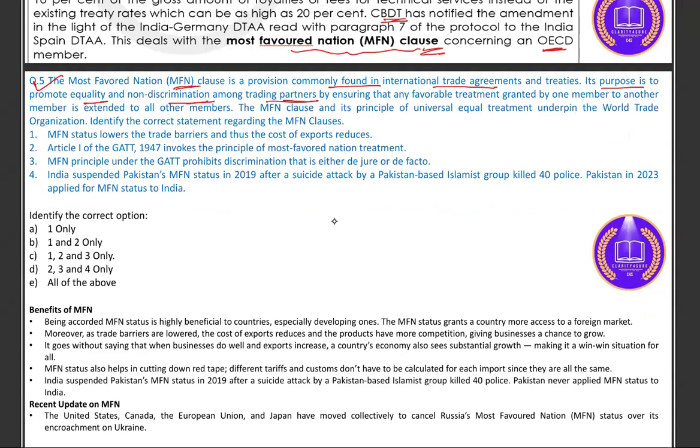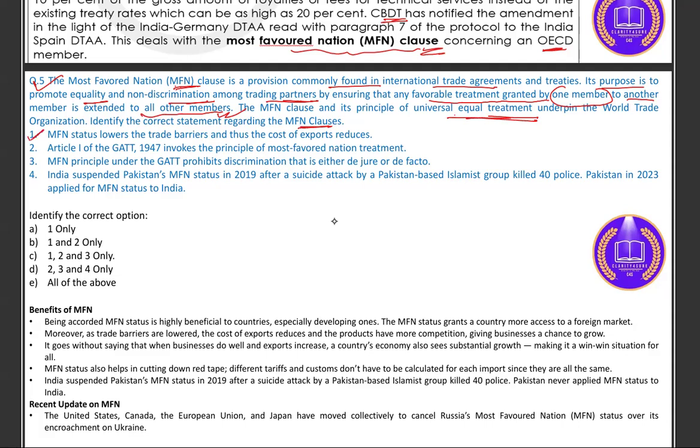The purpose of the MFN clause is to promote equality and non-discrimination among the trading partners by ensuring that any favorable treatment granted by one member to another member is extended to all the other members. The most favored nation clause and its principle of universal equal treatment underpin the WTO, World Trade Organization. Identify the correct statement regarding the MFN clause.